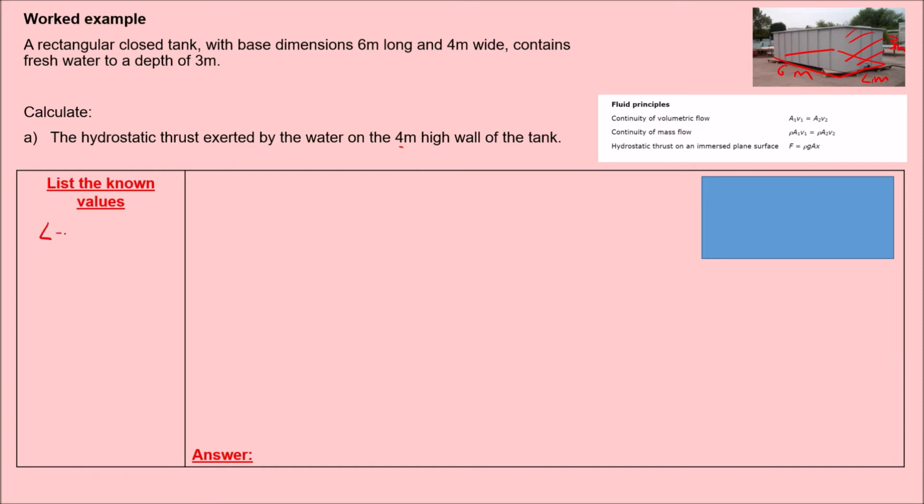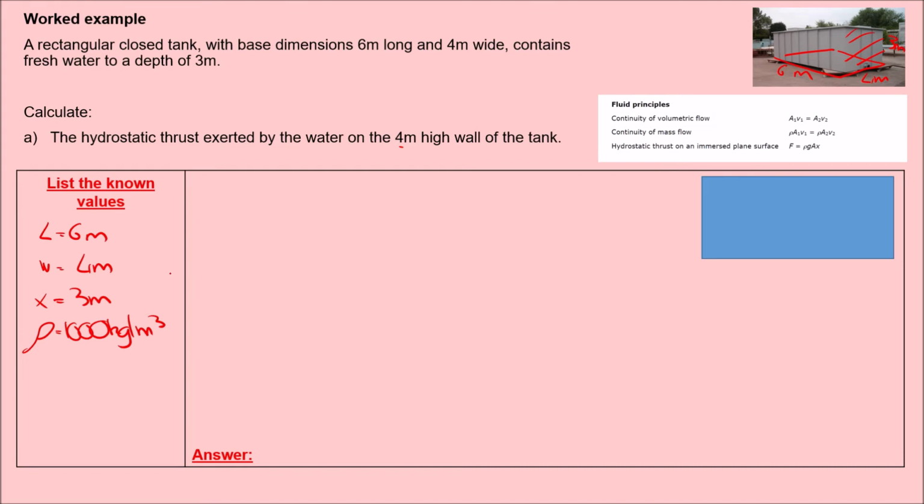We'll do length equals 6 meters, width equals 4 meters, x is 3 meters. Now the tank itself might be 5 meters tall, but the fluid is only at 3 meters, so it's the height of the fluid, not the height of the tank. Obviously the fluid height can't be greater than the height of the tank, because it would just flow over the top, but bear that in mind. And then fresh water again, so density is 1000 kilograms per meter cubed.